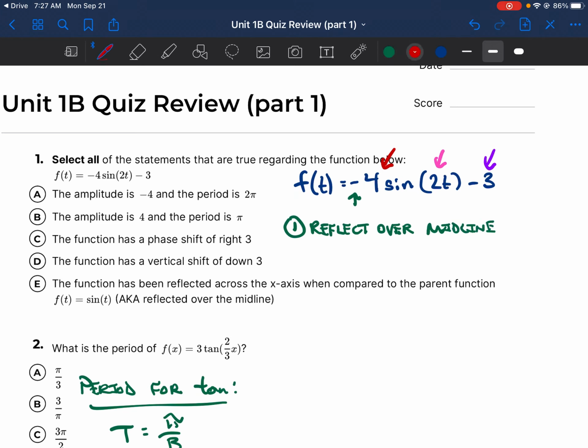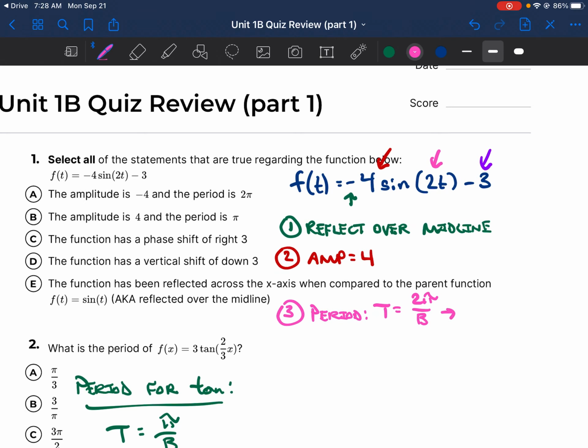The pink arrow is pointing to a 2 on the inside being multiplied to t, so we know that affects the period. So let's recall that for a sine function, the period is t equals 2 pi over b. Well, we can see that the b term is 2, so this becomes equal to 2 pi over 2, and we know 2 pi over 2, when the 2's reduce, we just get pi. So the period is pi.